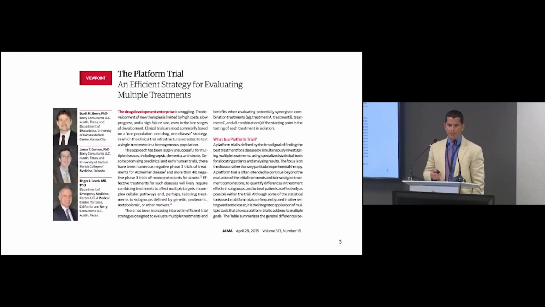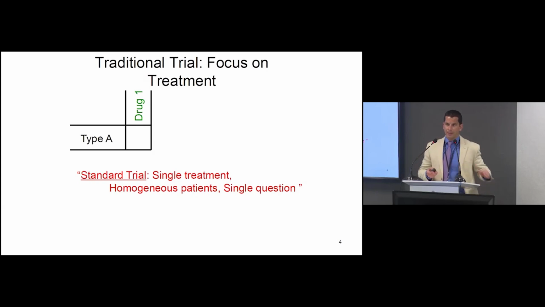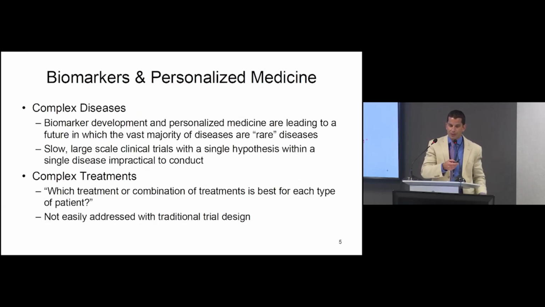This paper was talked about by John, but again, the basic idea is the traditional trial has a single homogeneous group of patients and a single question, and you want to know, does the drug work in this type of patients? In platform trials, the focus is on the disease. So instead of asking, does this drug work, we're saying, what's the best way to treat patients with this disease? What's the best combination of treatments?